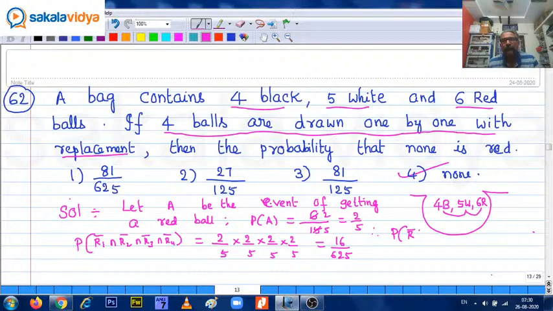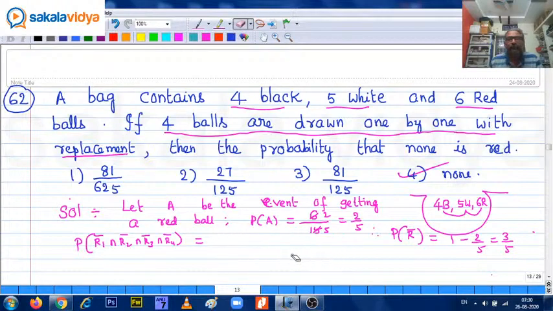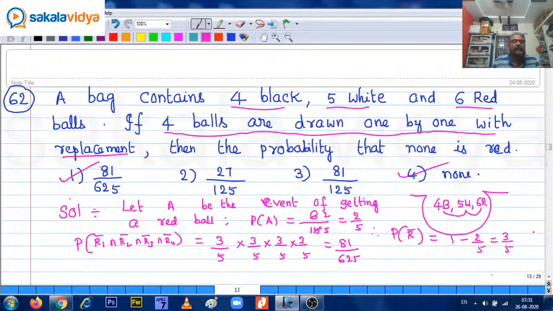Now P of A bar. A bar, not getting red ball. That is 1 minus 2/5. That will be 3/5. Yes, absolutely correct. I made a mistake. So now, absolutely sorry. Now, this will be 3/5 into 3/5 into 3/5 into 3/5. This is equal to 3 3s are 9, 9 3s are 27, 27 3s are 81. Upon 625. Yes, first option is the right option.